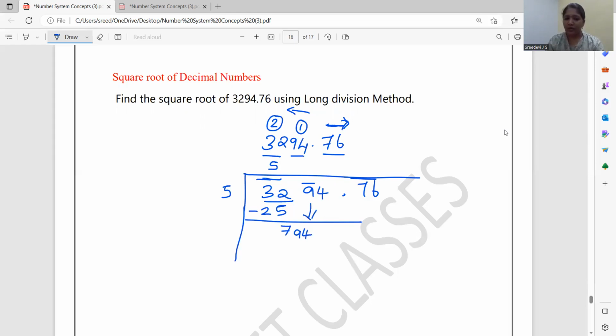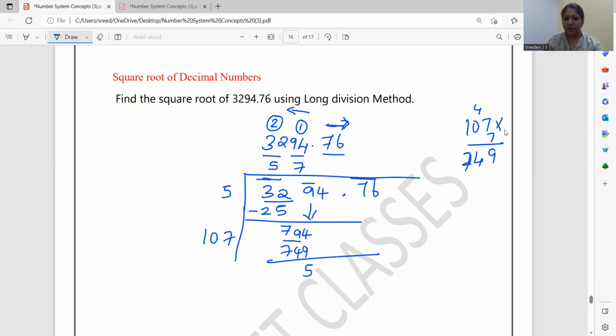Now, 5 plus 5, when we add the new quotient to the divisor, is 10. So with this 10, what number do we multiply to get 79, which is nearer to it? 10 sevens are 70, so let us say 1, and that number itself we multiply along with the 10. So 7 sevens are 49, 4 carry over, then 1 seven is 7. So 749 comes here. So we take 7, 7, 749.